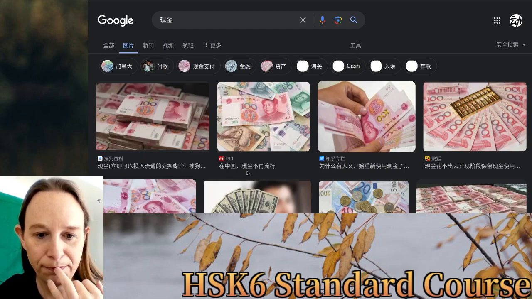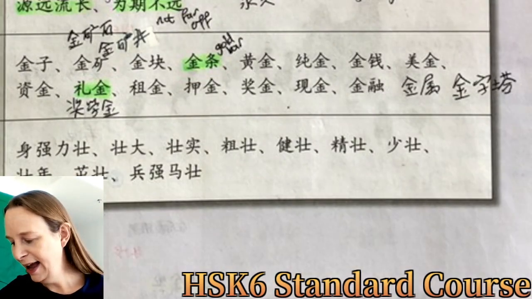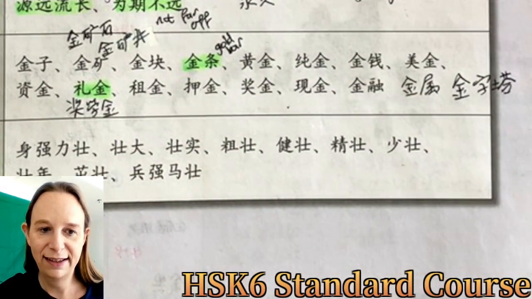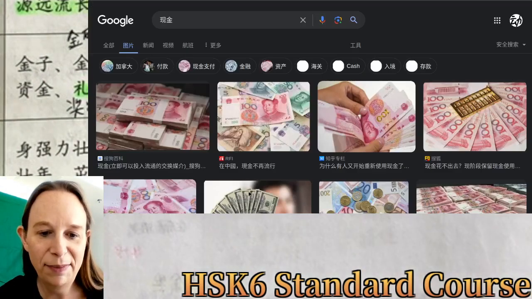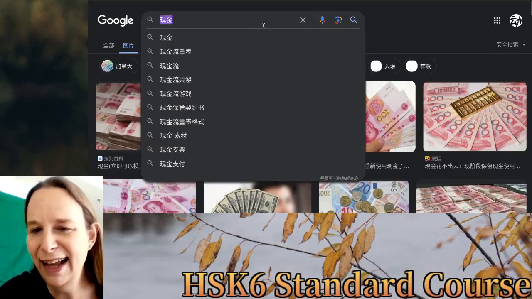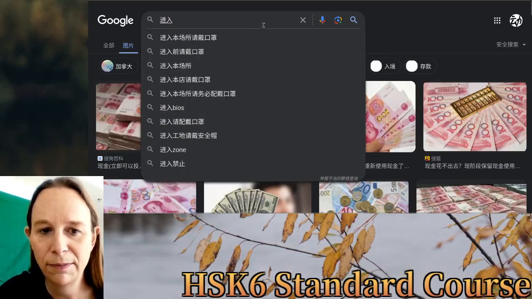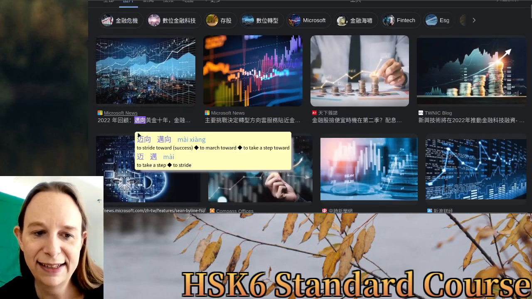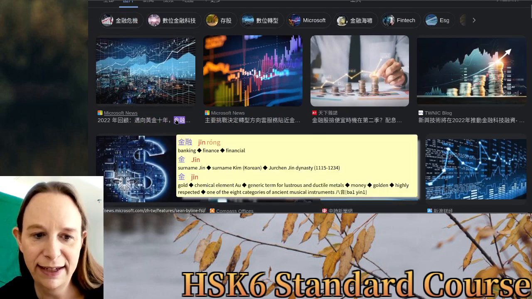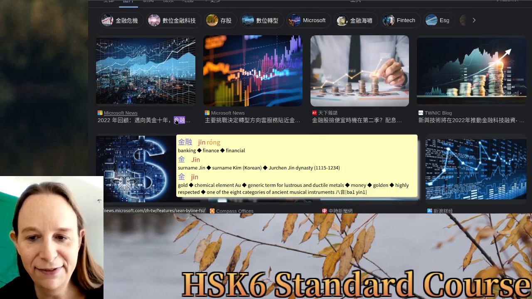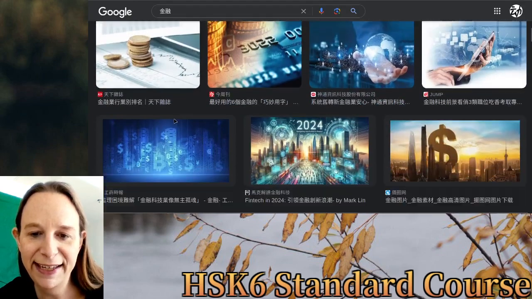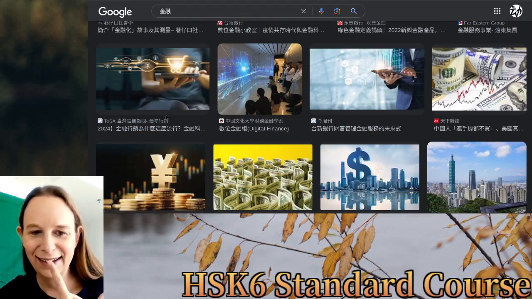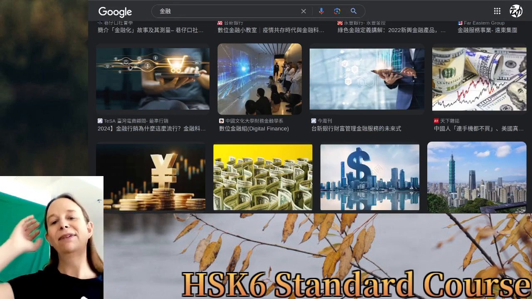Where were we? 现金, yeah, cash. 金融. 金融 is finance, the general concept of finance or the academic field of finance. Not just academic though. I'm not an expert on this, so what counts as 金融 and what doesn't? 金融, banking, finance, financial. I think this is like shares and investments and whatever.